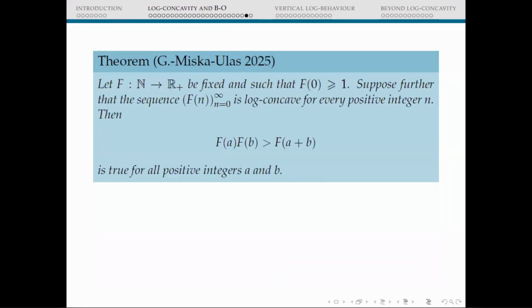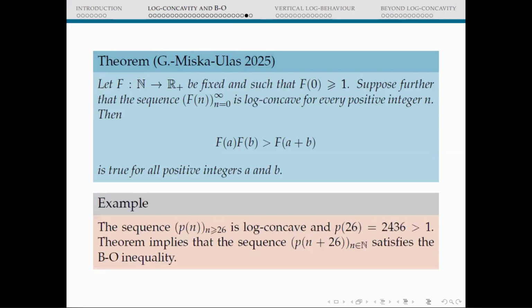We can go further, namely we can assume that the function f satisfies the log-concavity property for all n greater or equal than 1, and it is greater or equal than 1 for n equals 0. If that is the case, then we have the log-concavity property for all a and b. But we need to also be careful here because we can try to apply it to the partition function, and it turns out that it's log-concave from p of 26, it's the first point, and then we always have the log-concavity property. It is strictly greater than 1.